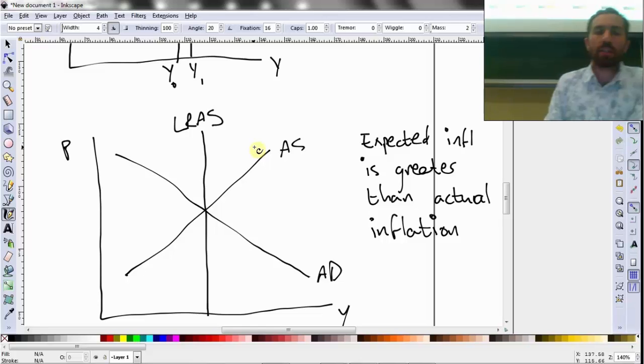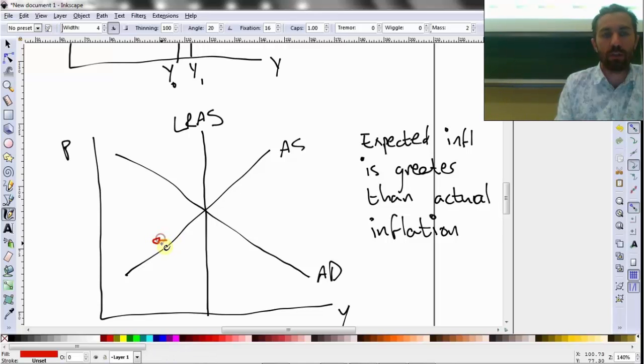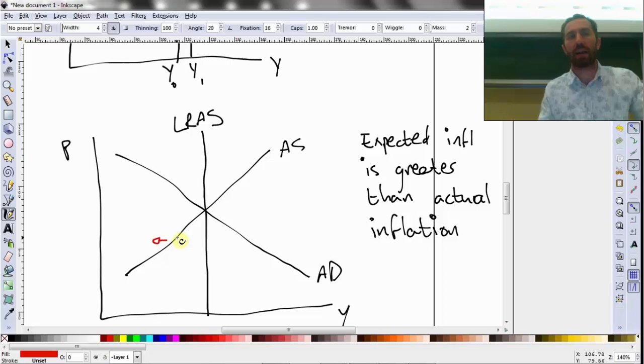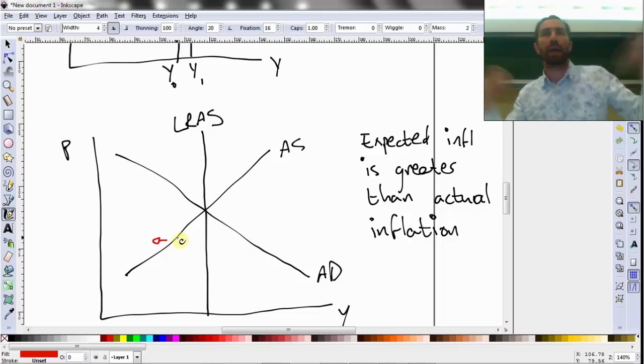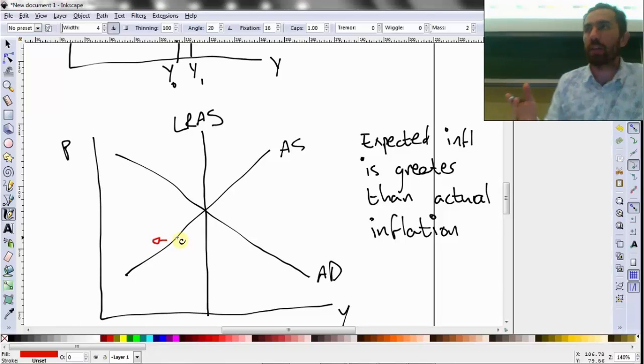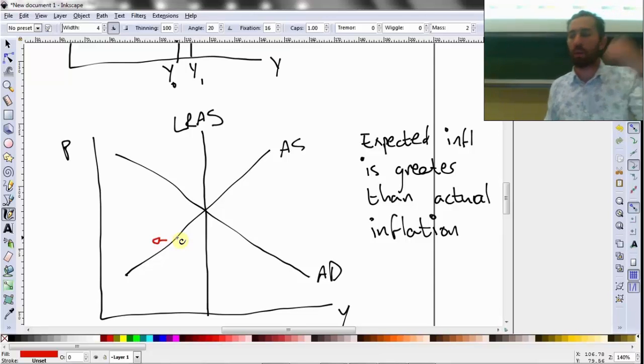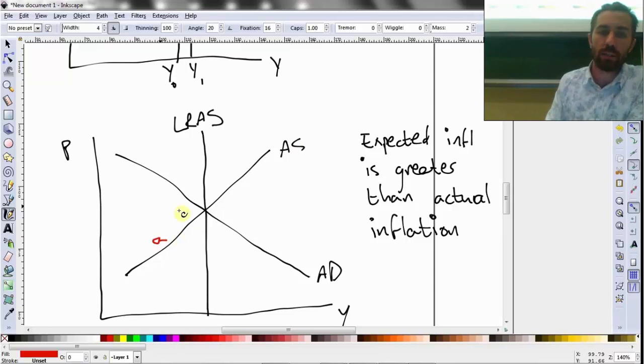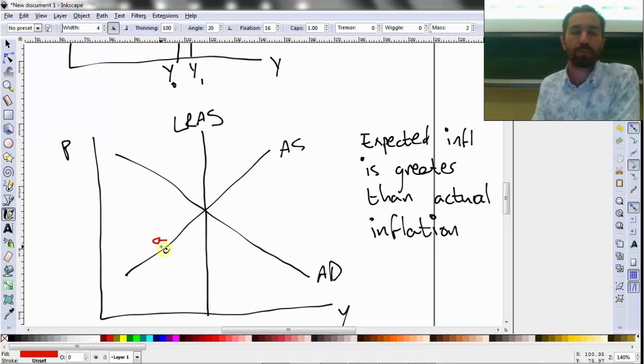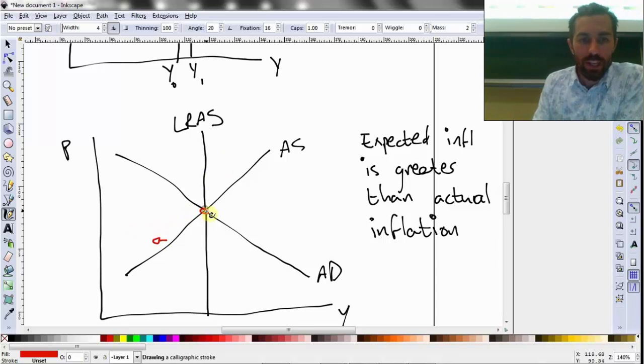Remember, aggregate supply, we've got some expected inflation. So employees expect prices to rise. So the supply curve will shift to the left because they are asking for higher wages. They expect prices to rise, so they go to the bargaining table, say we want higher wages, which means our aggregate supply curve is shifting to the left. If we're shifting our supply curve, we expect prices to increase by some amount.